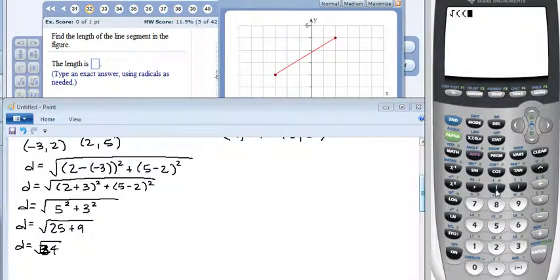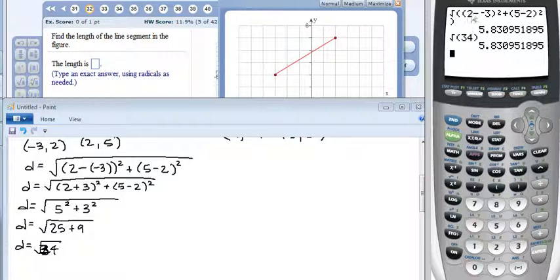All right, multiple sets of parentheses. I've got 2 minus a negative 3, and I want to square that, and I want to add it to another set of parentheses, which is 5 minus 2, square that, and then I want to close my parenthesis from my open radical. So let's try the square root of 34. See if we get the same decimal. Oh, we do. So we've done it right.